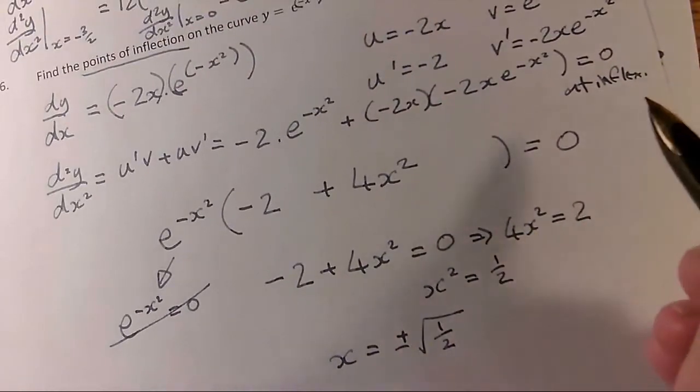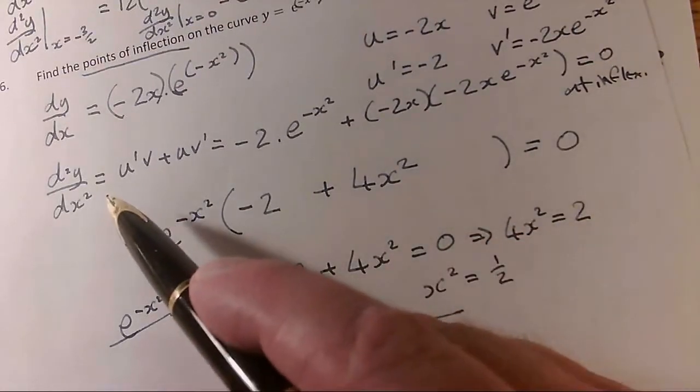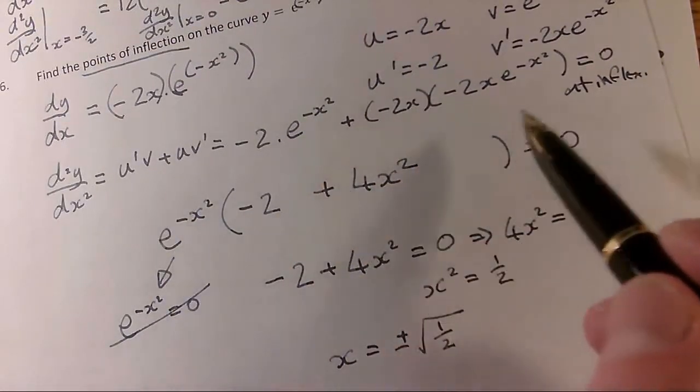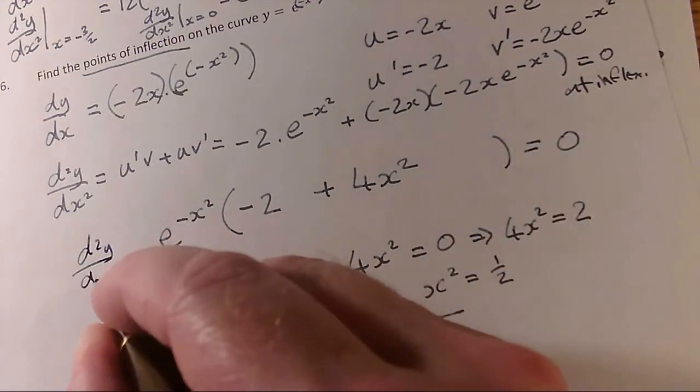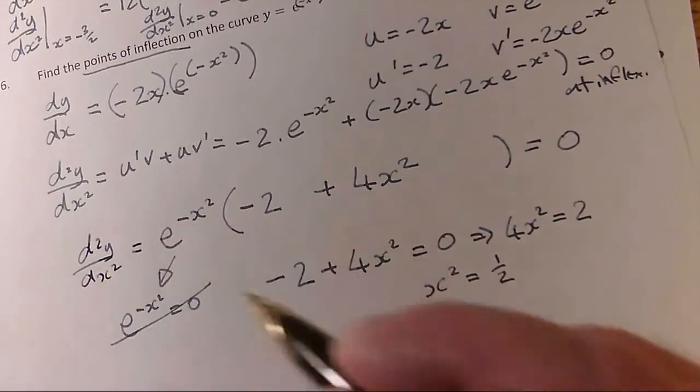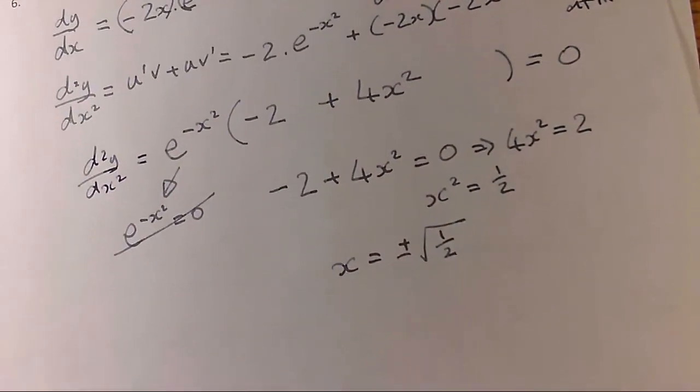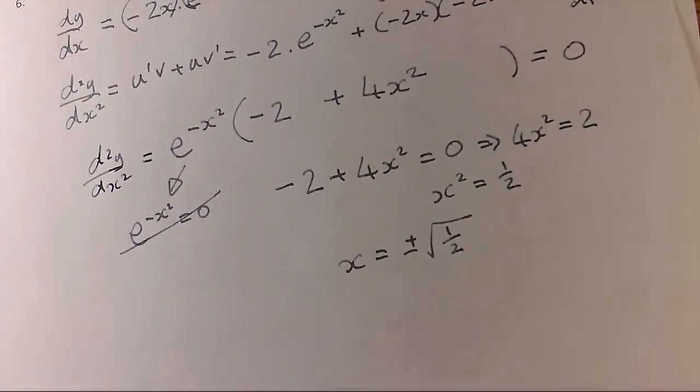I need to check that this really is still d2y by dx squared. Did I divide by anything? No, I didn't, so I can write d2y by dx squared here. Okay, to make sure I'm differentiating the genuine article, not a random stage in my work.